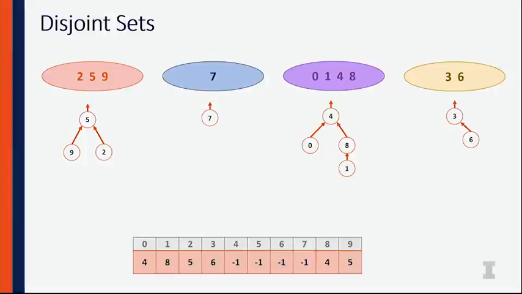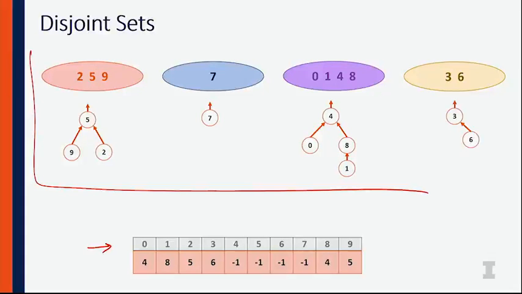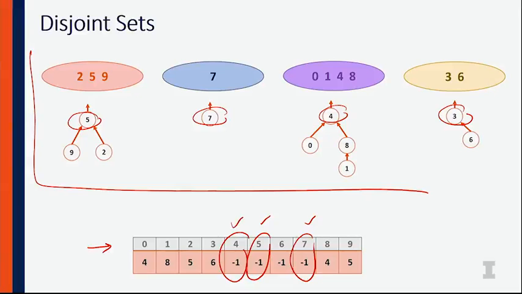Let's take a look. Here we see the uptree has the array implementation down here, and I have the visual implementation of the uptree up here. Looking at this uptree, we see that the root nodes are 5, 7, 4, and 3. So we expect index 5 to have negative 1. This works out well. Index 7 also has negative 1, denoting it's a root node. Index 4 has negative 1, denoting it's a root node. And here, index 3 is pointing to 6.